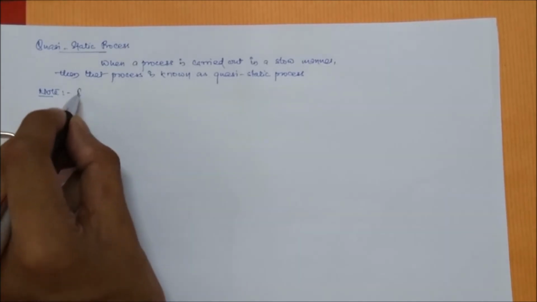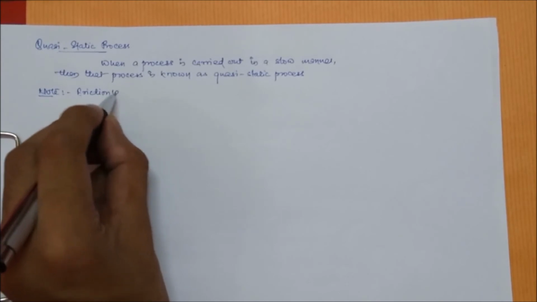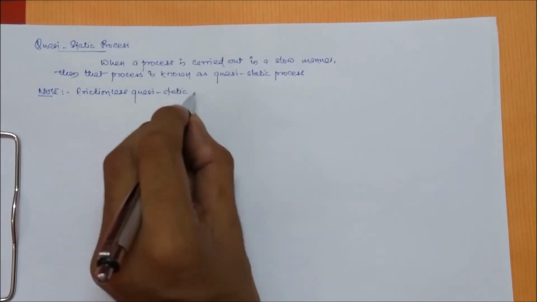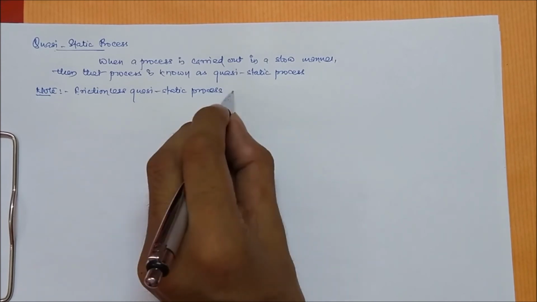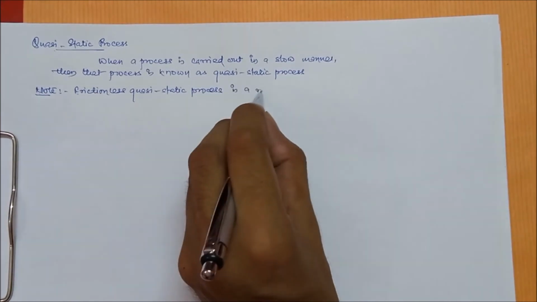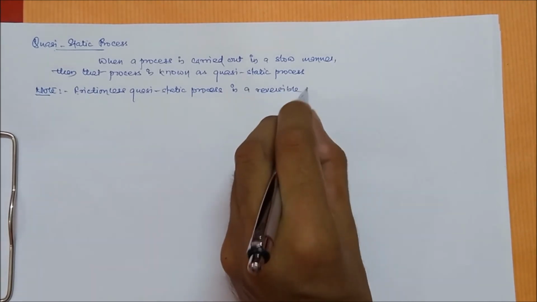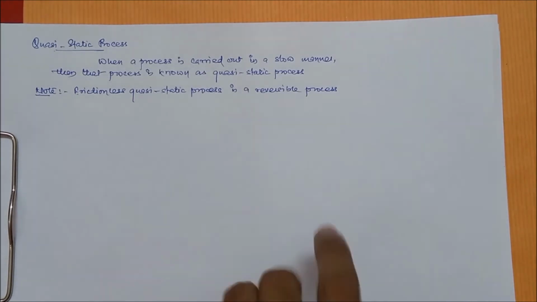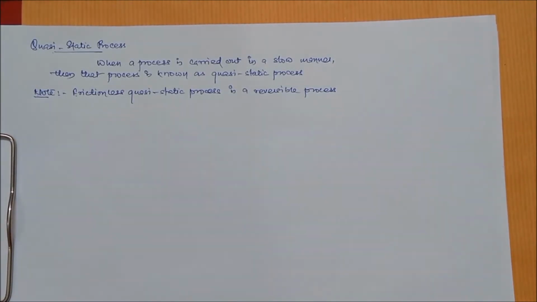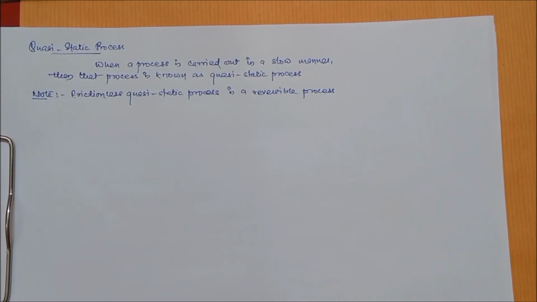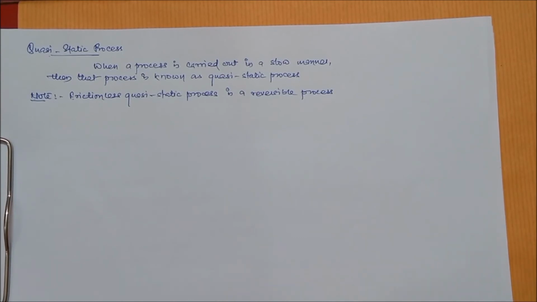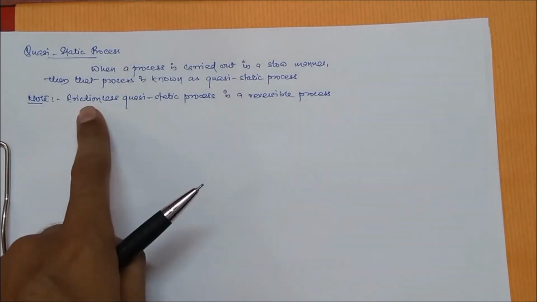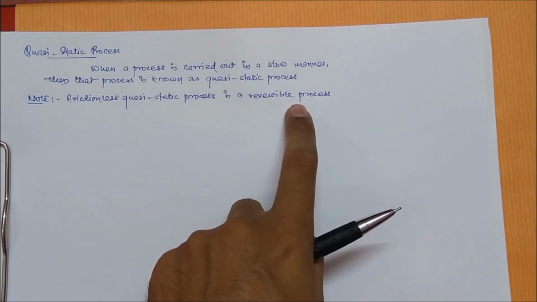Note: frictionless quasi-static process is a reversible process. As I mentioned earlier, that reversible process is a hypothetical process, and if we think of any type of process which is frictionless in practical atmosphere, is hypothetical. So yes, reversible process is a hypothetical process because a frictionless quasi-static process is a reversible process.